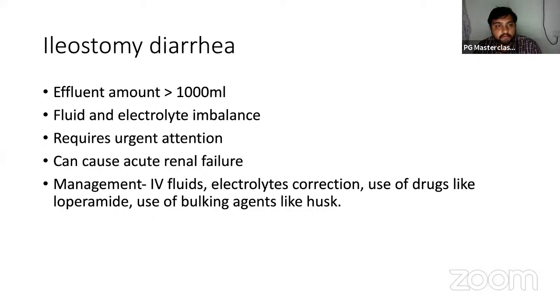Ileostomy diarrhea. When effluent amount is more than 1 liter, it is usually associated with fluid and electrolyte imbalance. We should go for an urgent RFT in this patient and look at urine output, as patients are prone to develop acute renal failure. Management includes IV fluid correction, electrolyte correction, use of drugs like loperamide, or use of a bulking agent like isabgol husk.